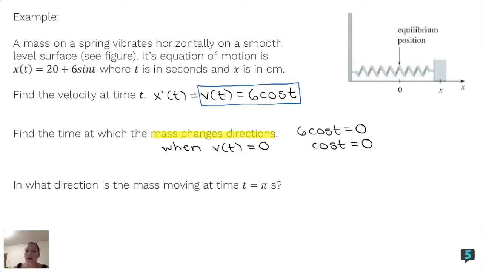So a couple ways you can kind of think about this. It's okay to think about the unit circle. So if you think about the unit circle, cosine is going to equal 0 at pi over 2, 3 pi over 2, 5 pi over 2, and so on and so on. Does that make sense?